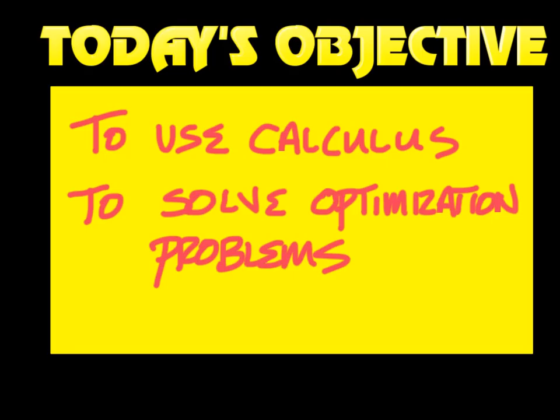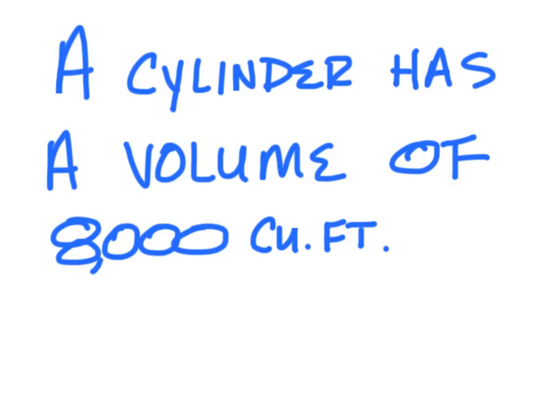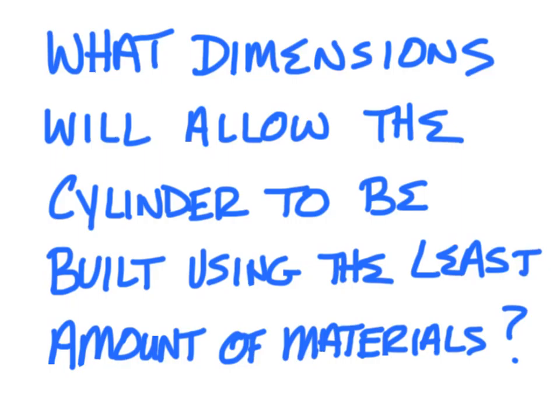For today, we'll use calculus to solve optimization problems. Again, there's several different ones we can do, and we'll spend time on a few different types. Here's the first example. A cylinder has a volume of 8,000 cubic feet. This will be similar to the one we had last night, except it will have a top to it. Volume of 8,000 cubic feet. What dimensions will allow the cylinder to be built using the least amount of materials?